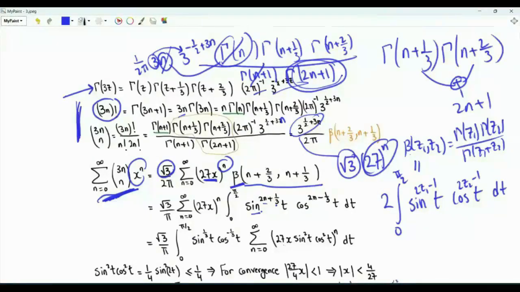We have sum n from 0 to infinity, 27x sine square t cosine square t, all those guys multiplied together are raised to the power n. This is the ratio of a geometric series. We need the magnitude to be strictly less than 1 for convergence.